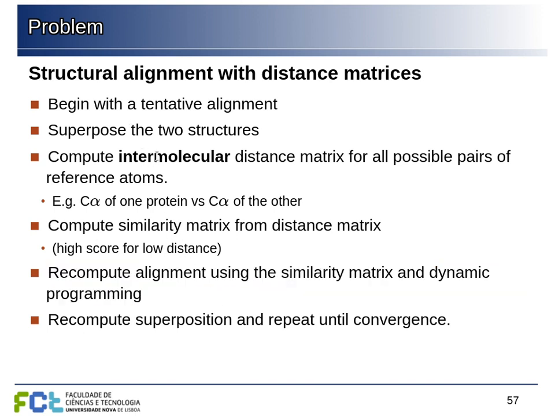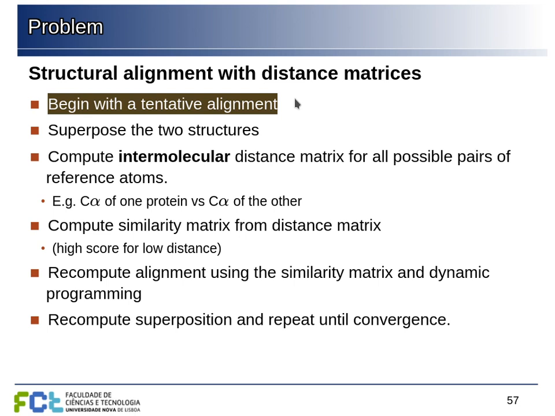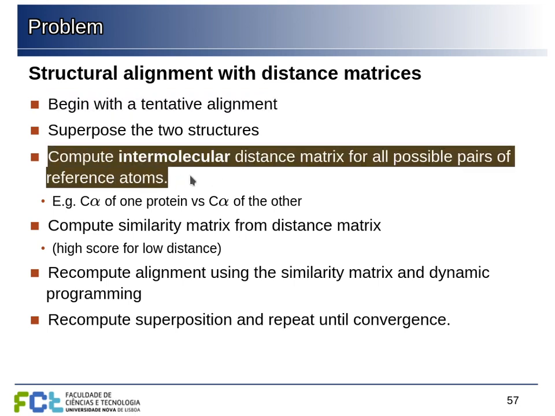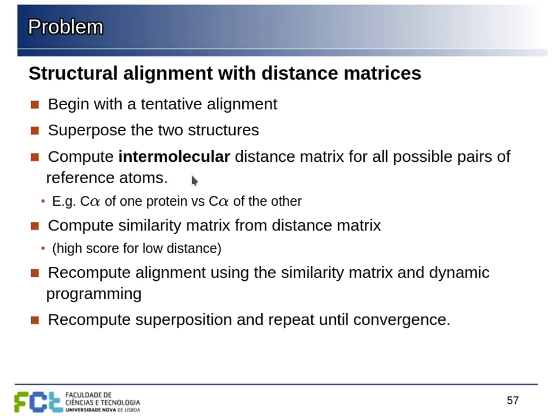So one way of doing this using distance matrices is to begin with a tentative match between the two proteins, and then compute the intermolecular distance between all the possible pairs of reference atoms, looking at, for example, the alpha carbon of residues in one protein to the alpha carbon of residues on the other.